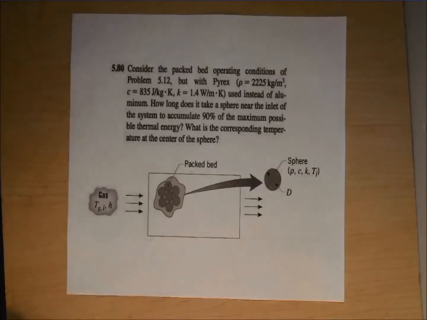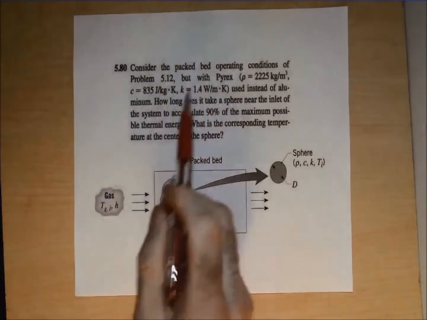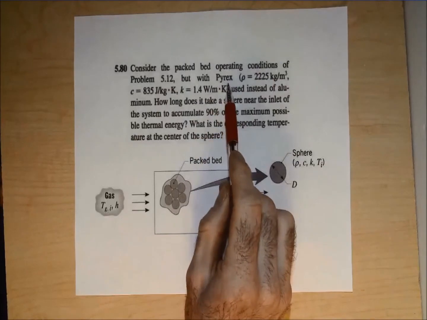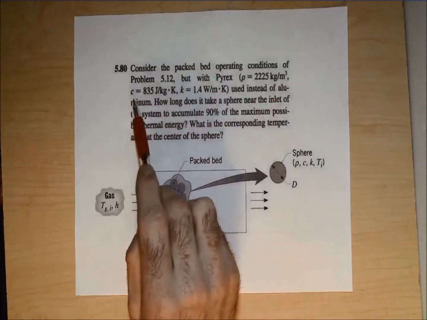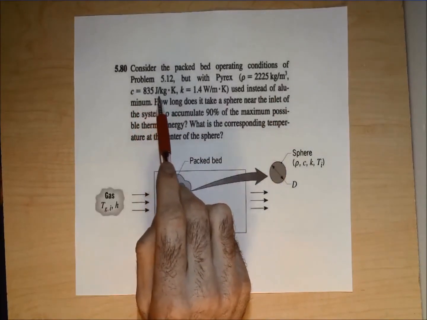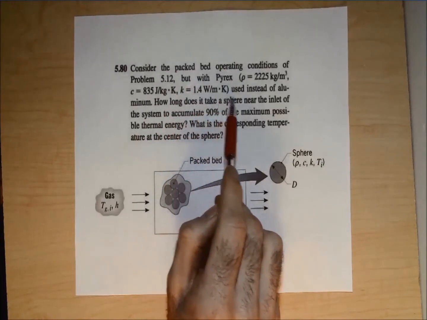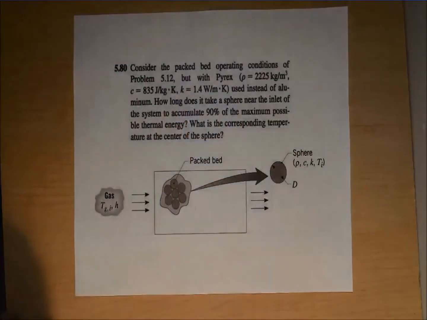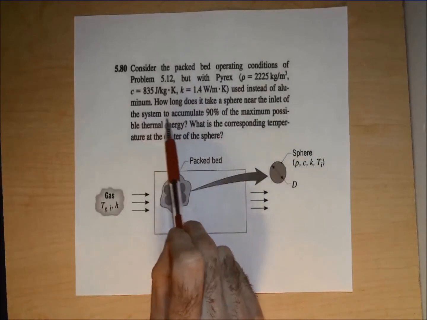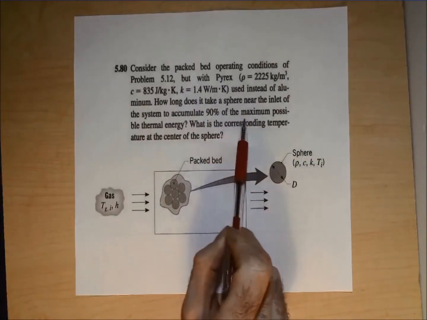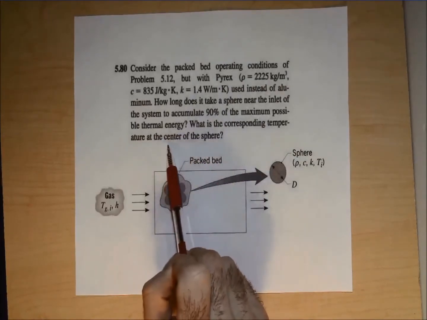So now that we've looked back at 5.12 to get the information from that problem, we can continue on with problem 5.80. But in this case, we're going to use Pyrex, density of 2,225 kilograms per meter cubed. Specific heat given to us is 835 joules per kilogram times Kelvin, and k is equal to 1.4 watts per meter Kelvin. This is going to be used instead of aluminum. We want to determine how long it takes a sphere near the inlet of the system to accumulate 90% of the maximum possible thermal energy. We also want to know what is the corresponding temperature at the center of the sphere.